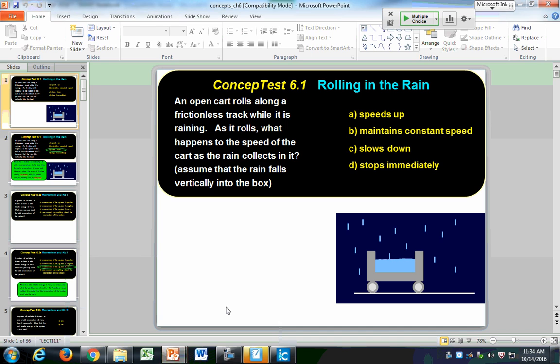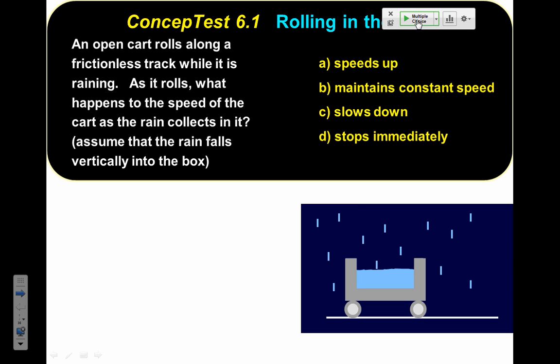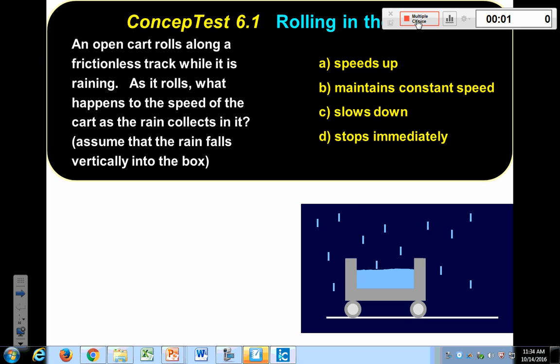Let's do a few clicker questions before we leave. An open cart rolls along a frictionless track while it is raining. As it rolls, what happens to the speed of the cart as the rain collects? And you're assuming that this rain will fall vertically into the cart.